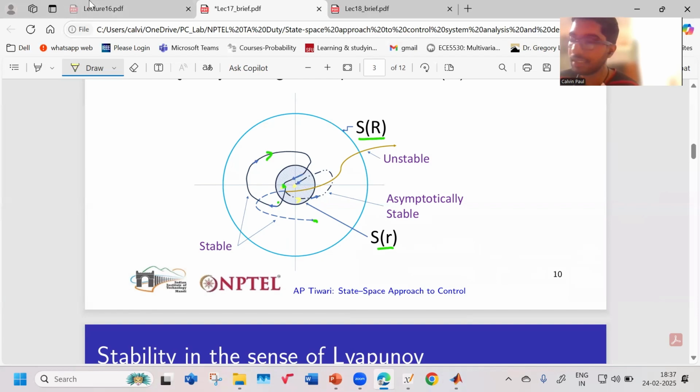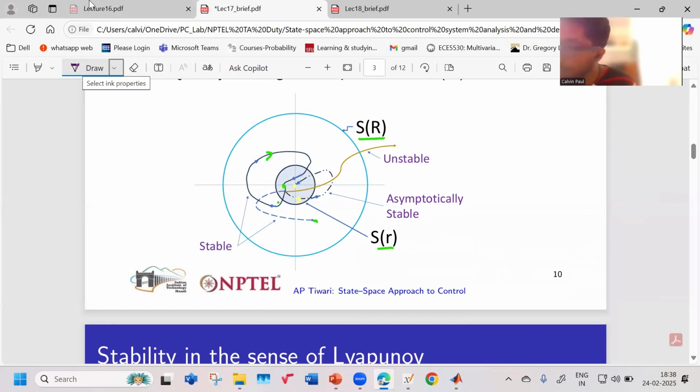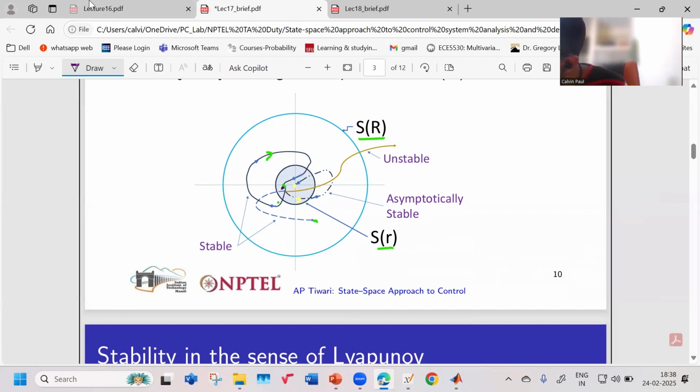In another case, it started from here and goes out of S of small r, as all the other systems also did, but then it goes out of S of capital R. Then we say that the system is unstable, because the value of the state is just growing.